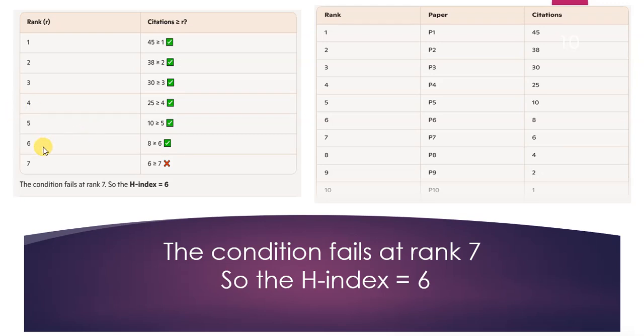The H-index is 6 because at rank 7 the condition failed, as the rank number 7 is bigger than the citation. Just at rank 6, the citation is 6, because at the 6th rank the condition is equal to what was mentioned before. So the H-index is 6.